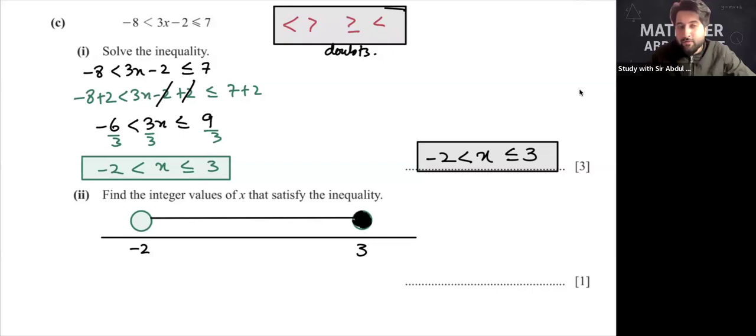Find the integer values of x that satisfy this. So x greater than negative 2 means x can be negative 1, 0, 1, 2, and 3. x cannot be 4, because it is written in the question that x is less than or equal to 3. Is this clear, everyone, or not?